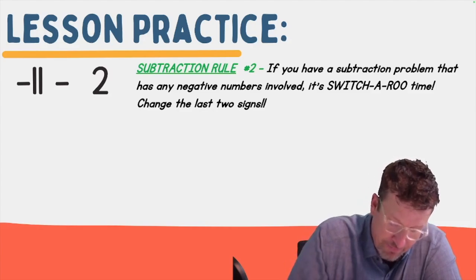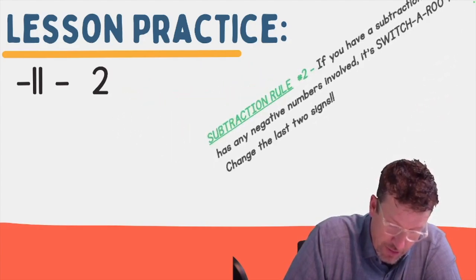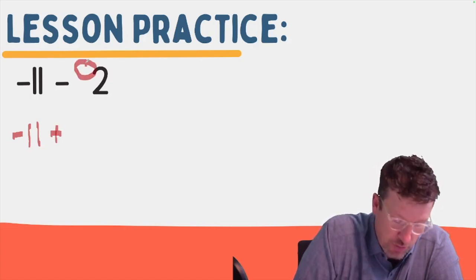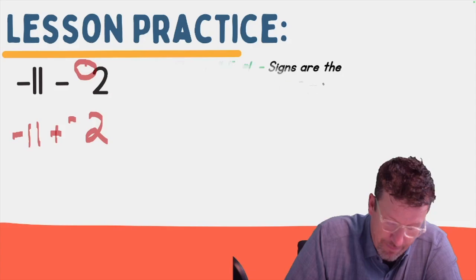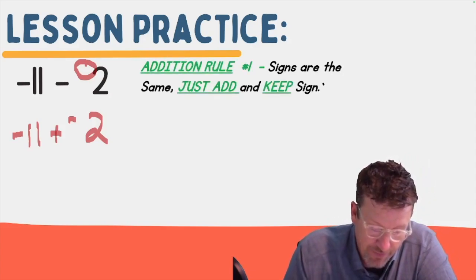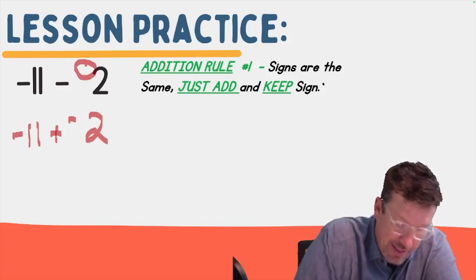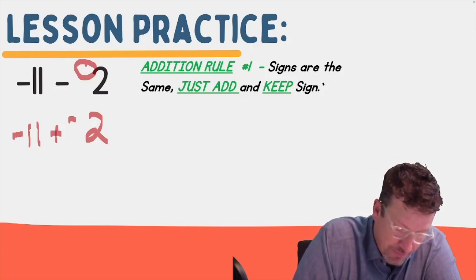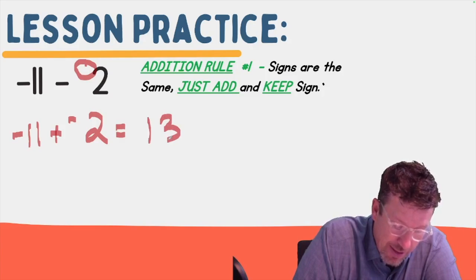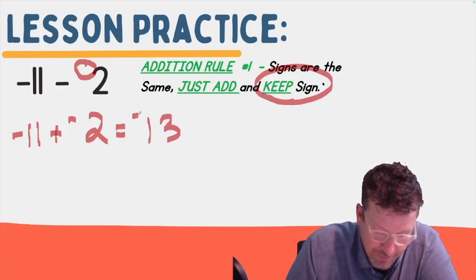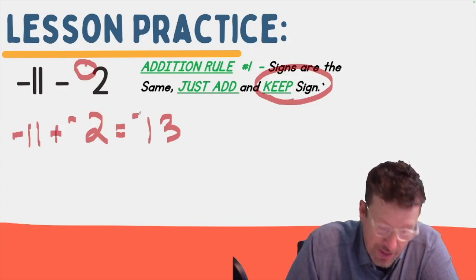We have a subtraction problem with a negative number involved, so it's switcheroo time. So what do we do? Well, first thing we do is, let's switcheroo. -11. Let's switch that minus sign to a plus sign. There's no sign here, which means it's positive, so let's switcheroo it to a negative sign, okay? Then, we have addition rule number 1. Are both signs the same? Yes, we have a -11 plus -2. Just add them together, which equals 11 plus 2 equals 13. And keep whatever sign you were dealing with. We were negative, so we're going to stay negative. You remember how to do that already, don't you?